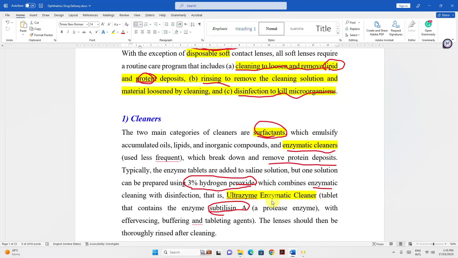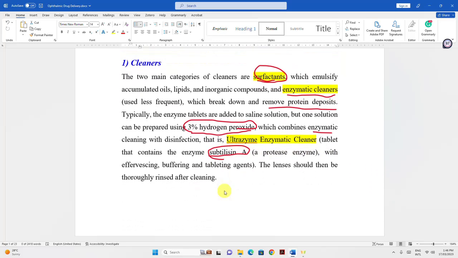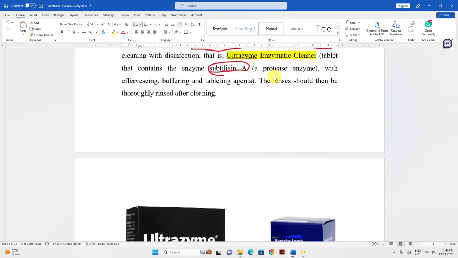This Ultrazyme enzymatic cleaner will have this enzyme, and you can dissolve the tablet in a vehicle containing hydrogen peroxide for cleaning and disinfecting. When I say cleaning, remember surfactant is very important.